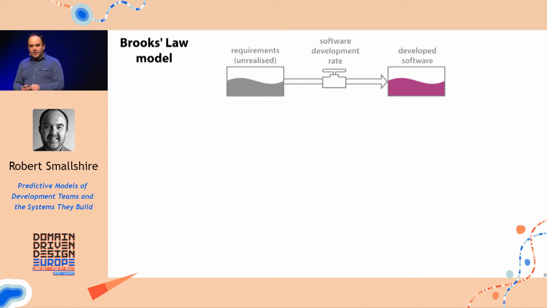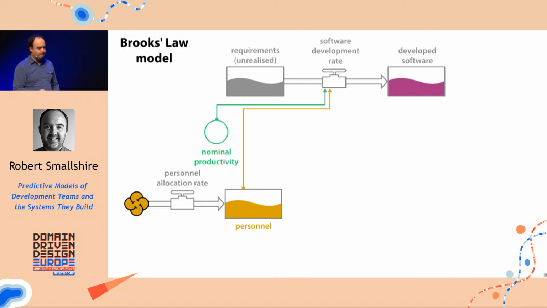So what do software companies, or software organizations, do? They are simple engines which convert unrealized requirements into developed software. That is what happens. Requirements go in at one end, software comes out at the other. Of course, the art of modeling is what you leave out. So this is simple, but it's not so simple that it isn't useful. This is about the simplest possible model of a software company, and there is a rate at which we convert requirements into code.